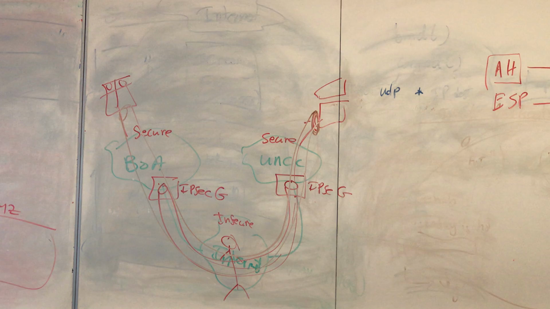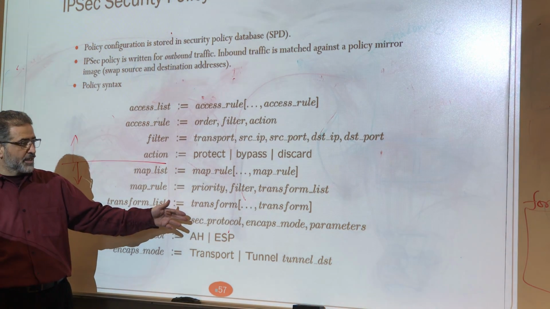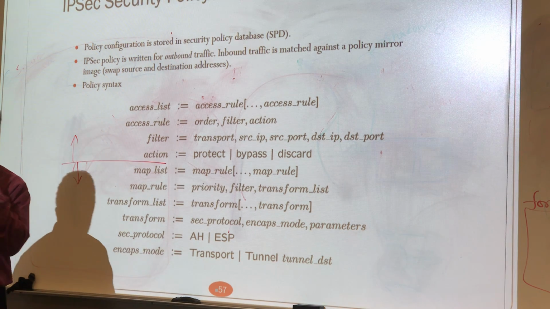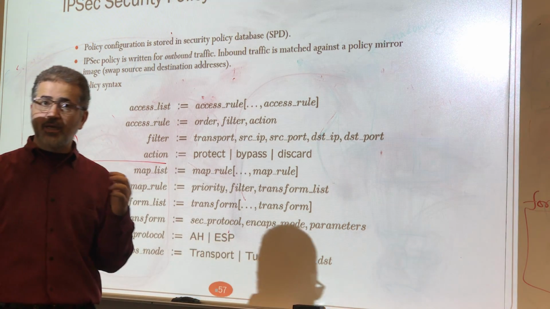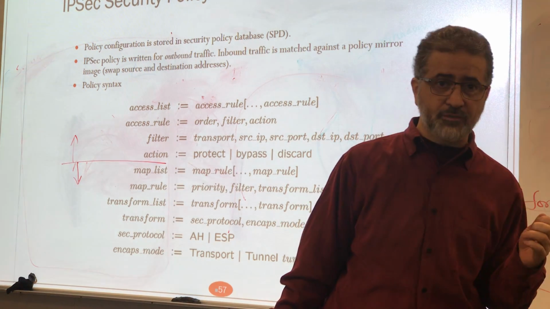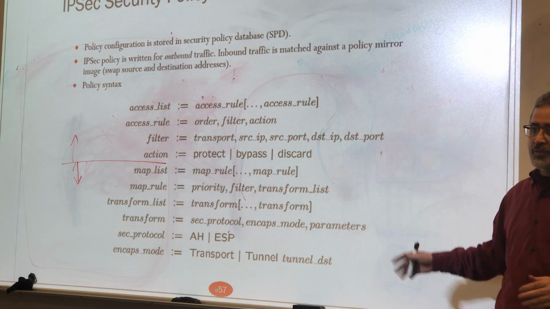How many options do you have here? AH, ESP, transport, tunnel: 2 by 2, you have 4 options. And for each one of these options, you also have options of what the key size is, the encryption protocol, what hash function you will use, and the size of the hash function. So all of these are options for you to use when you write your policy.